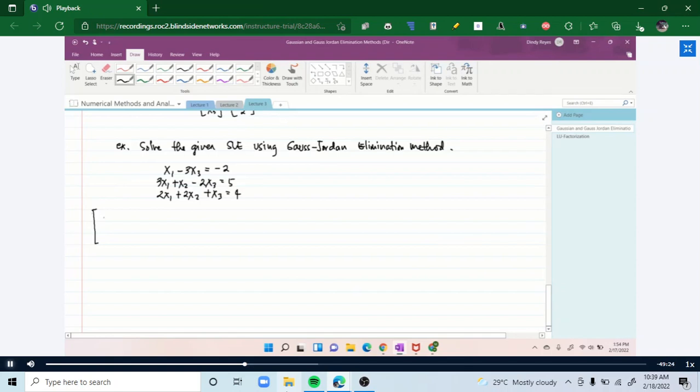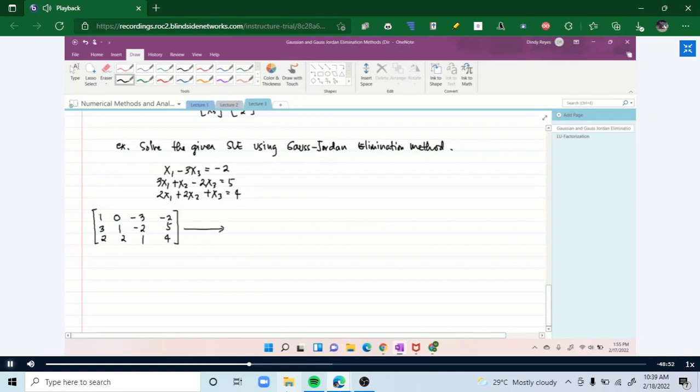So the row of x sub 1, 1, then we don't have an x sub 2 here, so the next entry is 0. And then for the column of x sub 3, the coefficient of x sub 3 in the first equation is negative 3. And then the constant is negative 2. Okay, for the next equation, we have 3, 1, negative 2, 5. And then for the last equation, we have 2, 2, 1, 4.